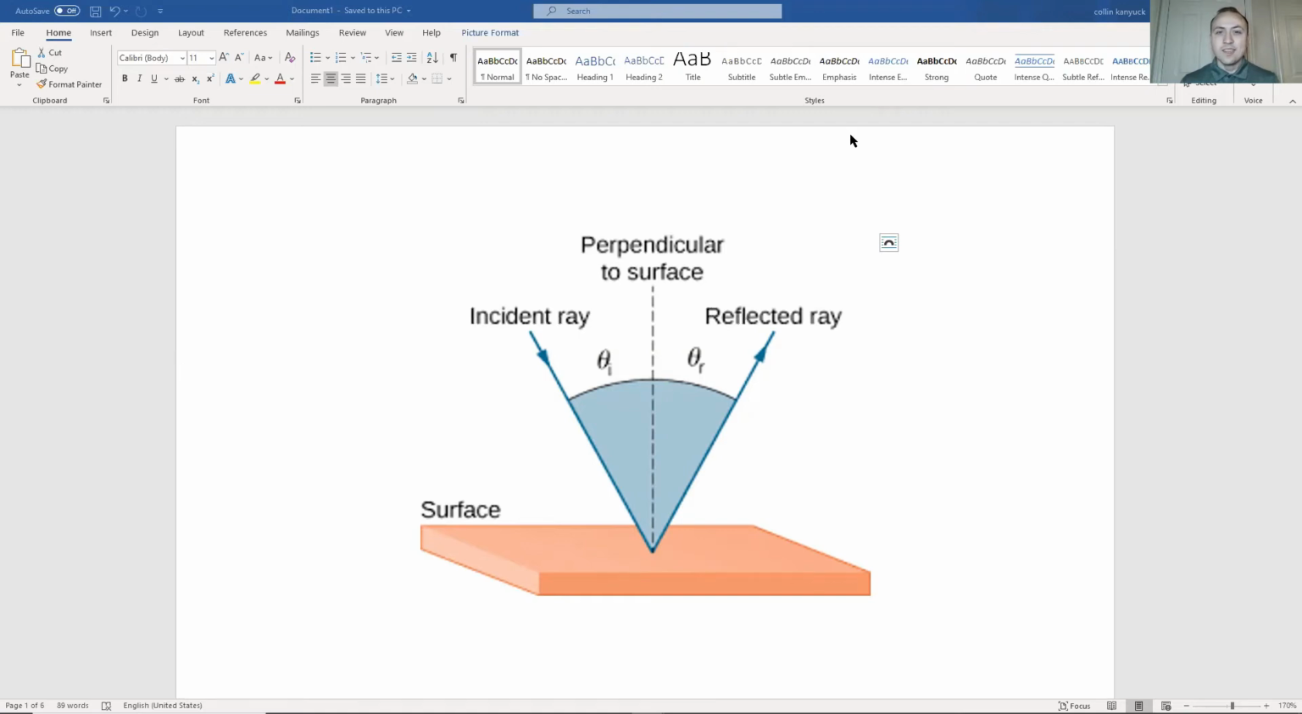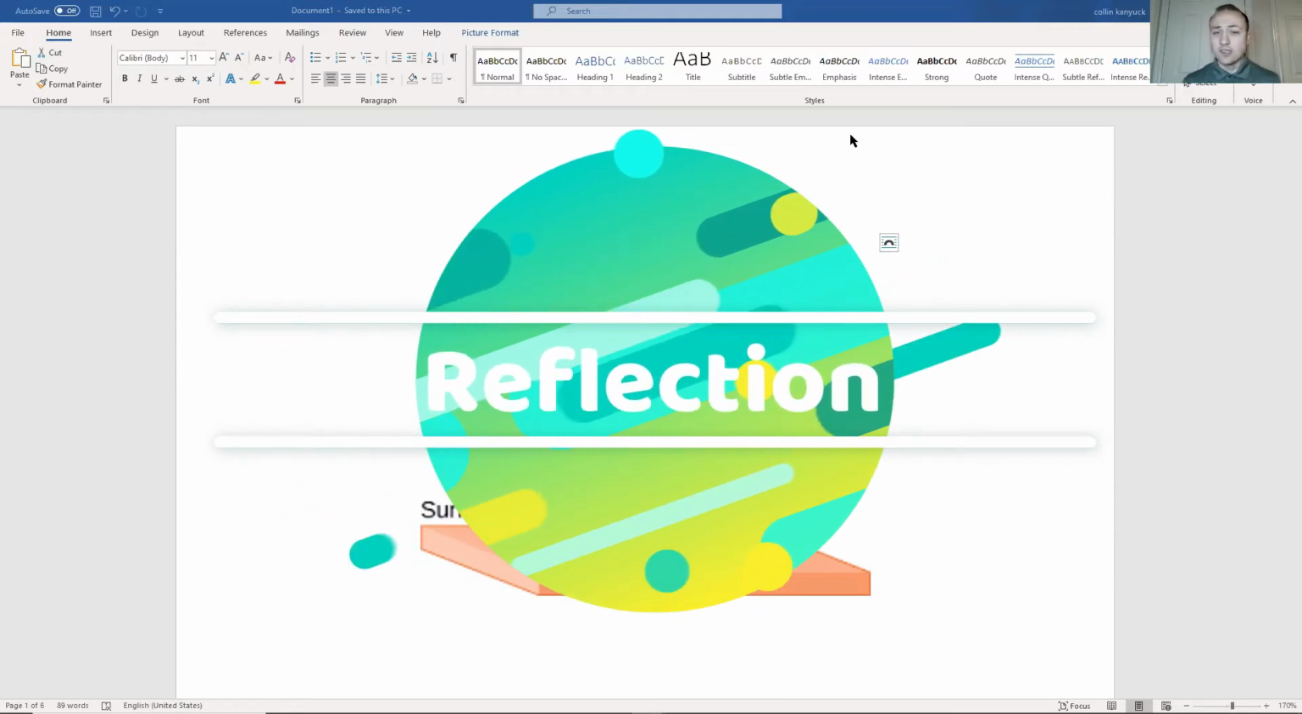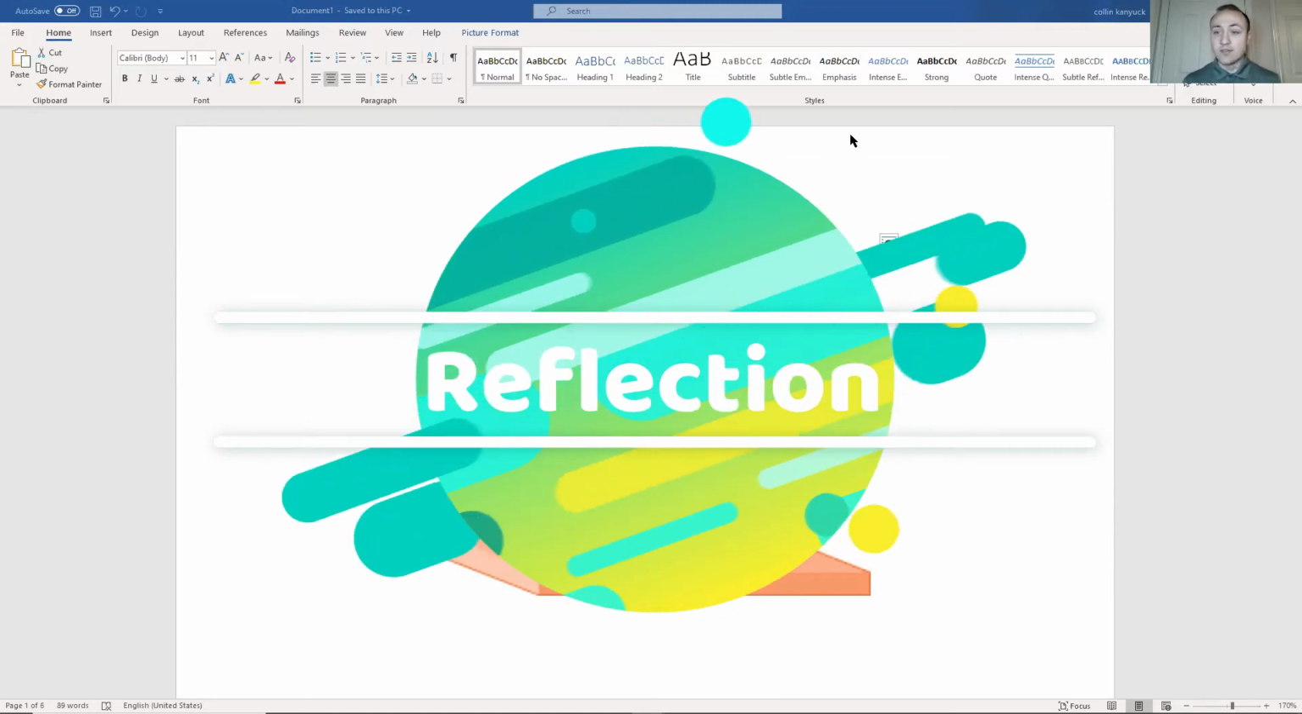Hello everyone. Today I'm going to be talking about reflection and refraction. First, we're going to begin by focusing on reflection so that we can gain a better understanding of how reflection helps us to understand the nature of rays of light.